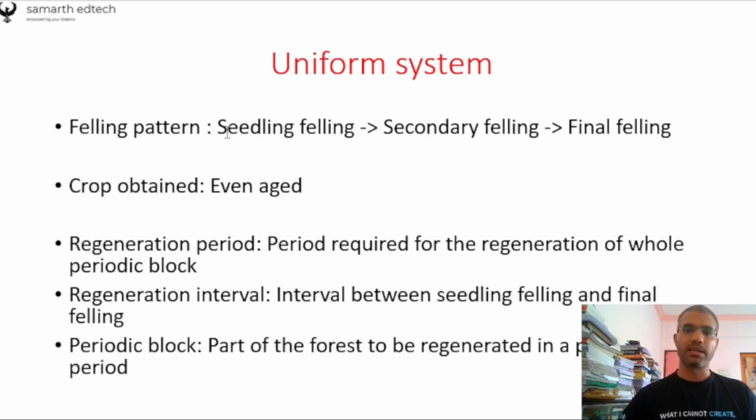Now the felling pattern. It is very much important to understand what is the felling pattern. Seedling felling, secondary felling, and then the final felling. These are the steps that are usually carried out during the felling pattern in the uniform system. Now what is the seedling felling, secondary felling, and final felling? Let's switch to another diagram.